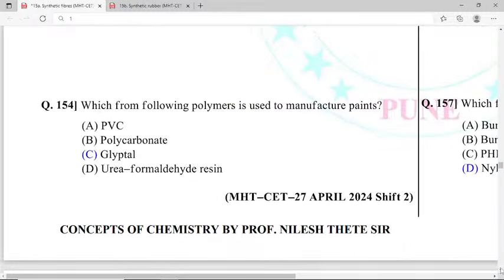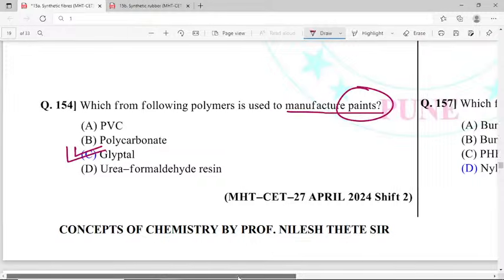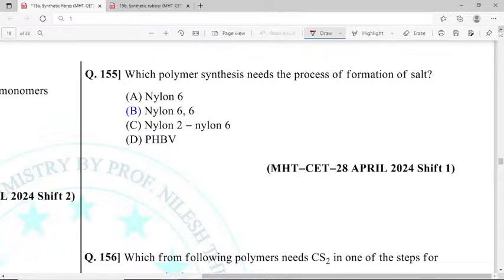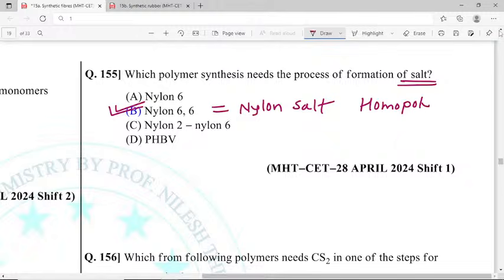Which of the following polymers is used to manufacture paints? Glyptal is used for making paints. Which polymer synthesis needs the formation of a salt, nylon salt? Yes, the nylon salt is required. That's why it is a homopolymer, because a single salt is required. Always remember, nylon salt, homopolymer.